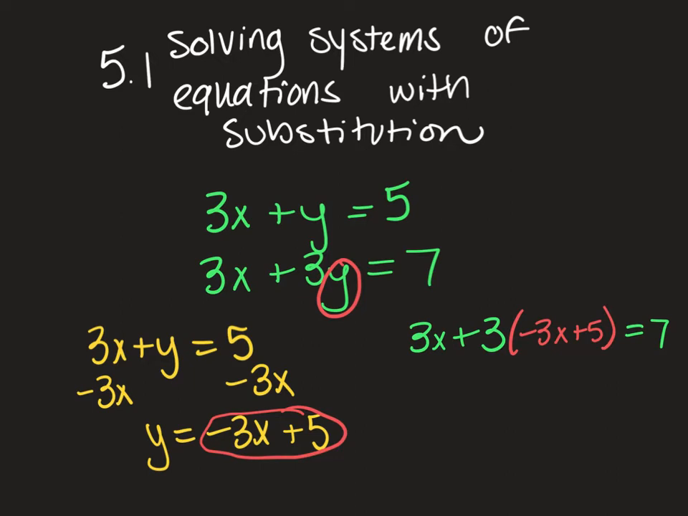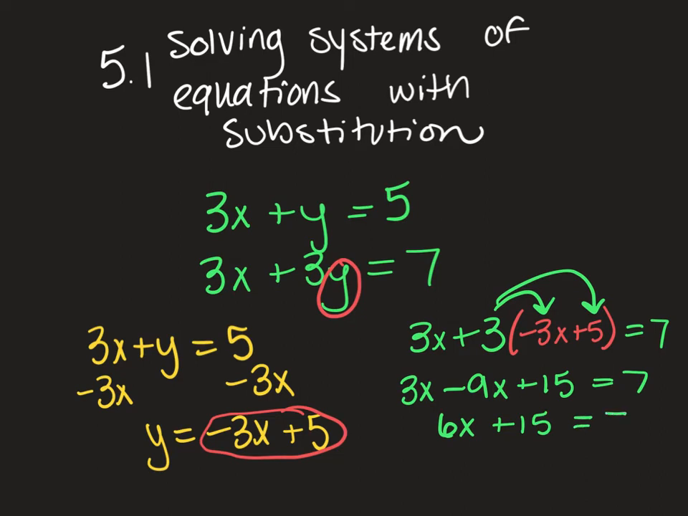All right, is everybody with me so far? Okay. Does this seem kind of familiar? Okay. So we're going to distribute our 3. So we get 3x minus 9x plus 15 is equal to 7. Then 3x minus 9x is going to give us 6x plus 15 is equal to 7. Then we'll subtract 15.